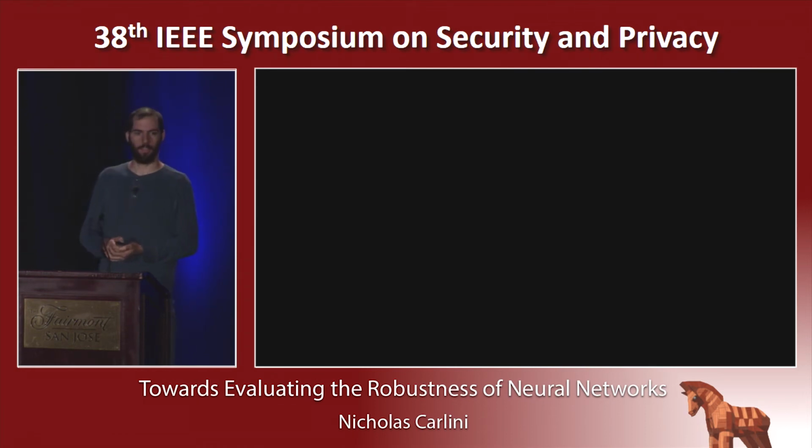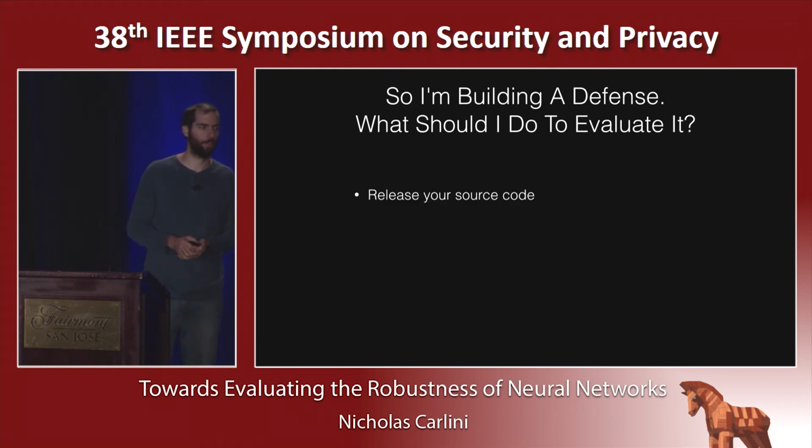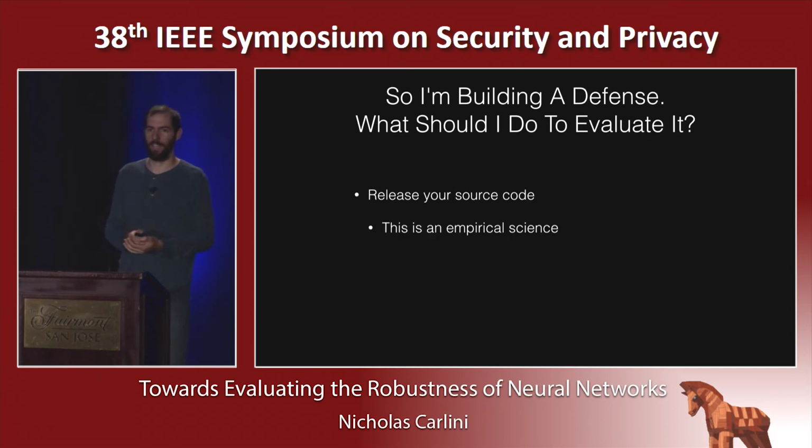OK, so then let me give you all a brief conclusion. You're building a defense. What should you do to evaluate it? There are basically two things you should do. The first thing you should do is release your source code. This is very much an empirical science. It's very hard to tell, given some description of an algorithm, whether or not it works. By releasing your source, you make it so that other people can effectively evaluate your defenses, and someone like me doesn't have to re-implement it and can just look at the actual implementation.